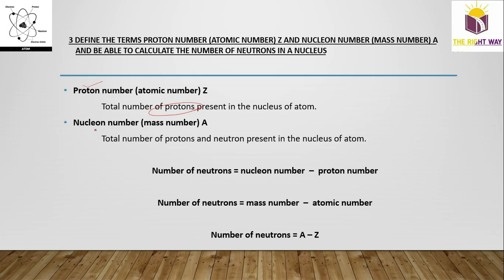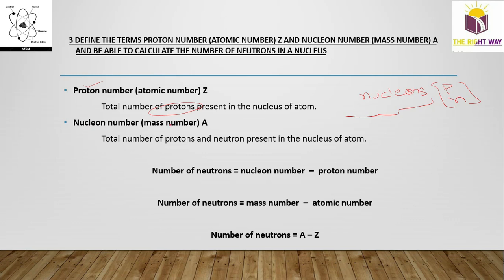And nucleon number. We have discussed in our previous topic nucleons. What are nucleons? Nucleons are the protons plus neutrons present in the nucleus of an atom. These are combined called nucleons. Why nucleons? Because they lie in the nucleus. That's why they are called nucleons.